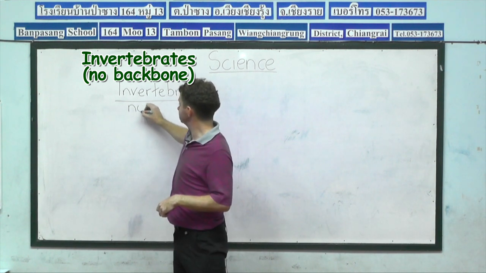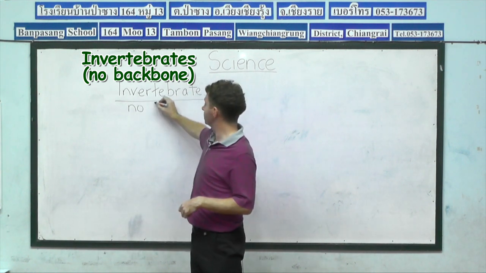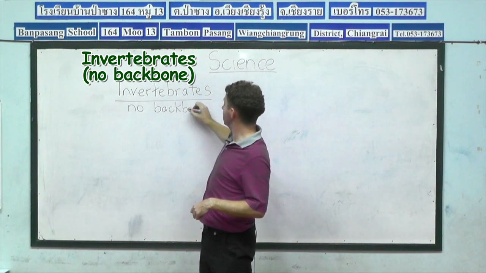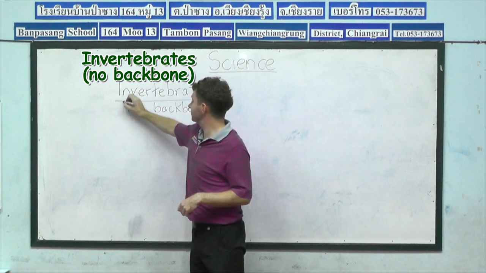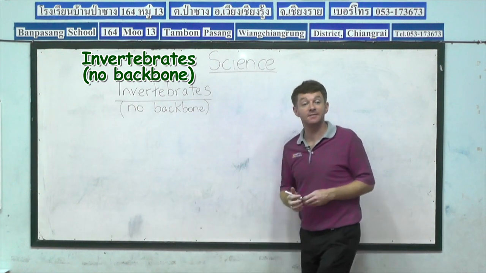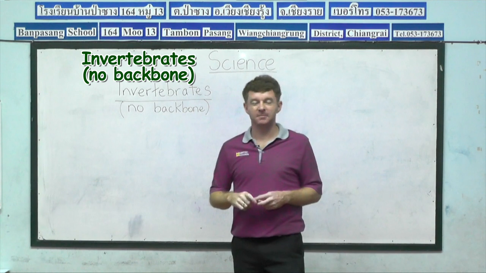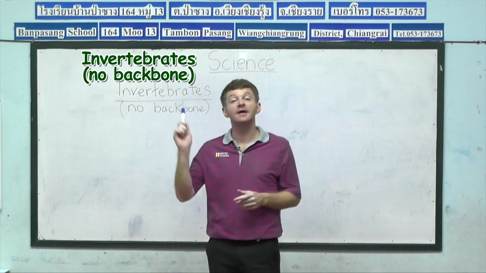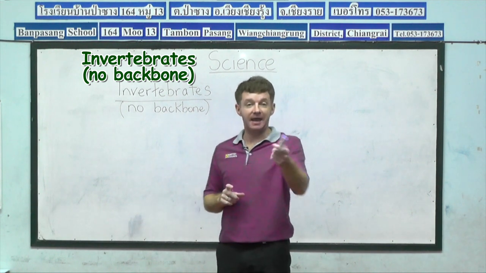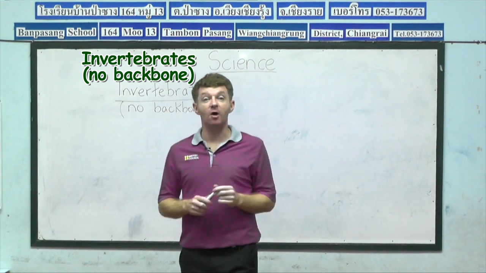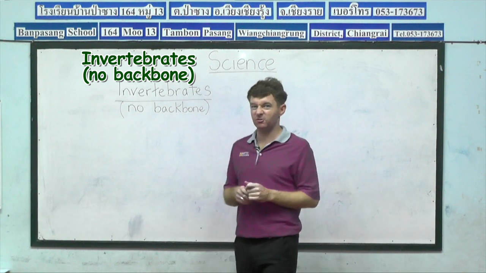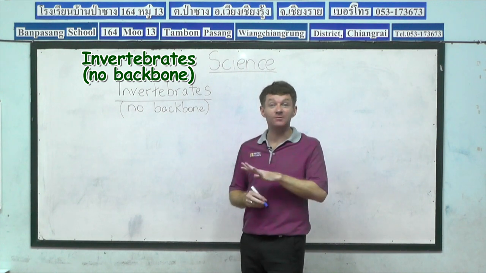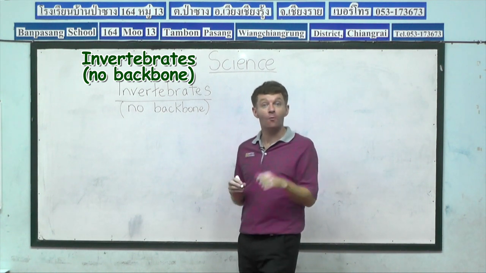No. N-O. Backbone. B-A-C-K-B-O-N-E. Invertebrates. No backbone. Now, who can remember some of the animals that we've met in the last couple of lessons that are invertebrates? Excellent. A very good example of an invertebrate is a jellyfish. Its body is all soft and squishy, like jelly, because it has no skeleton and no backbone.